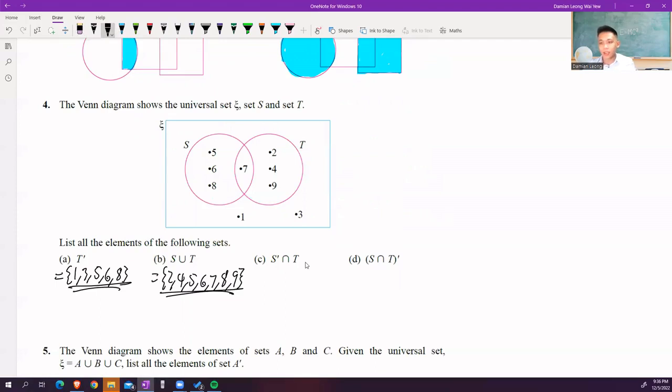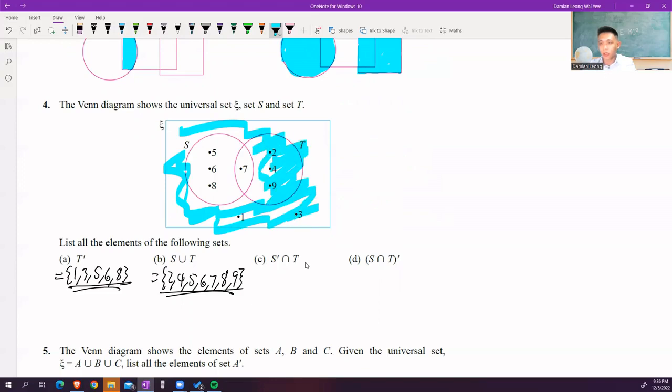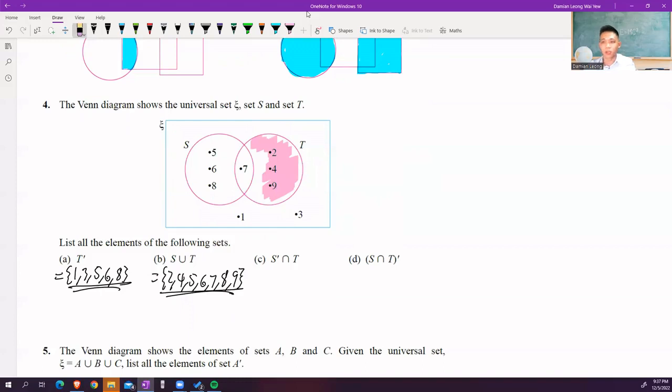Part C, S complement intersect T. S complement means outside of S, which is all of this. But I only want the intersect with T, so out of all this, which part is inside T? Only here, so I ignore all this. It's only 2, 4, and 9. That's part C.